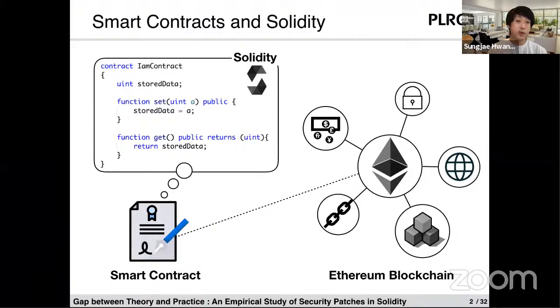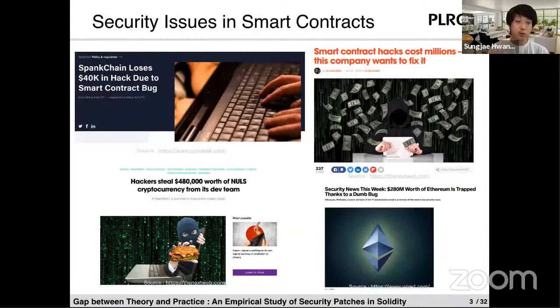So what is Solidity? Solidity is a high-level programming language used to implement smart contracts. And smart contracts are programs running on blockchain platforms. Since smart contracts are programs, they may contain bugs and security vulnerabilities. As shown in this slide, many security issues have occurred in the real world, and these security issues led to financial loss. So the security of smart contracts is very crucial.